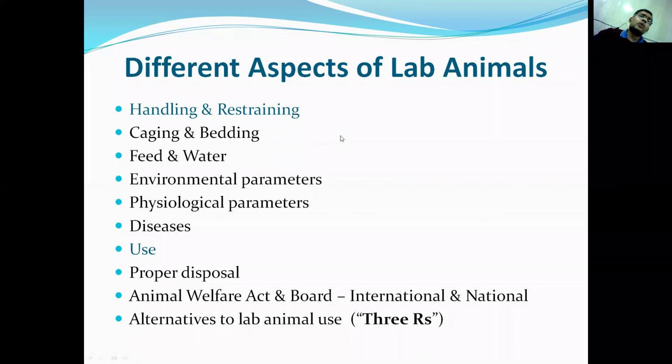And nowadays one more R is used, that is reuse. Reuse means those animals that are already used for one experiment, if the system is different and may not alter the results of the other experiment, then that spent animal can be used for your next experiment. That is reuse.